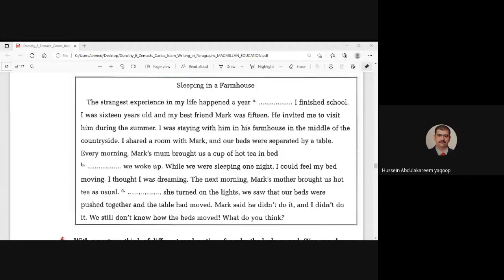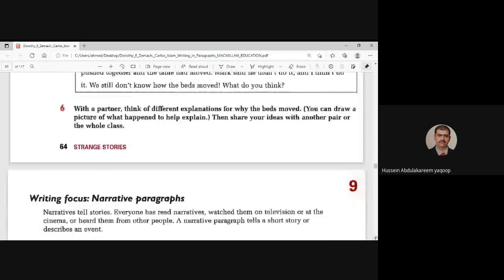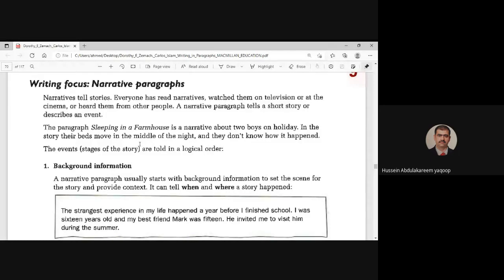Now, I'm going to read again some of the explanations about the narrative paragraphs. Follow me, please, here. What is a narrative in general? When we narrate something, it means we tell stories. So narrative is about telling stories. Everyone has read narratives, watched them on television or at the cinema, or heard them from other people. كل واحد من عندنا عنده قصة ومصدر القصة قد يكون قصة مقروءة أو مسموعة من شخص أو مشاهدة في تلفزيون أو ما شابه. A narrative paragraph tells a short story. هذا هنا الواجب مال narrative paragraph.